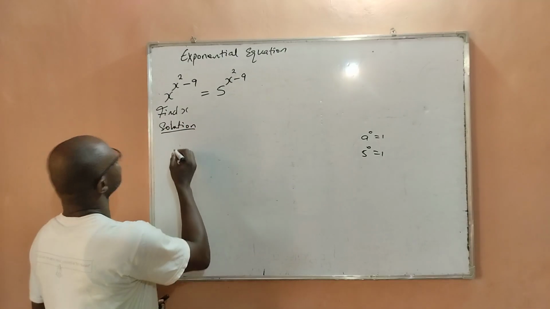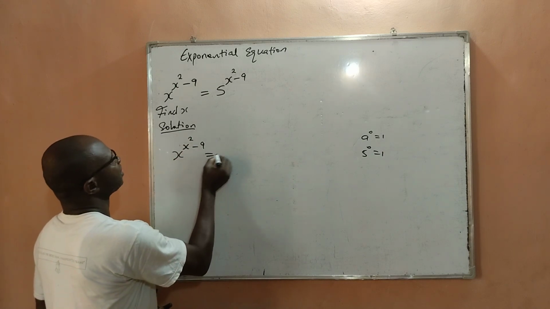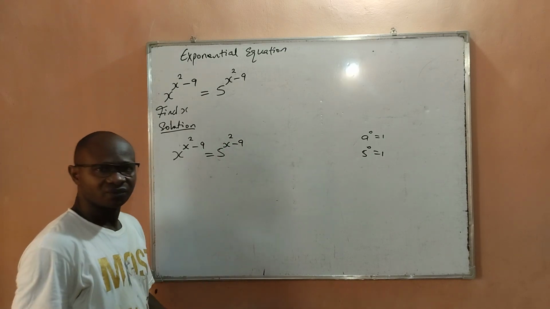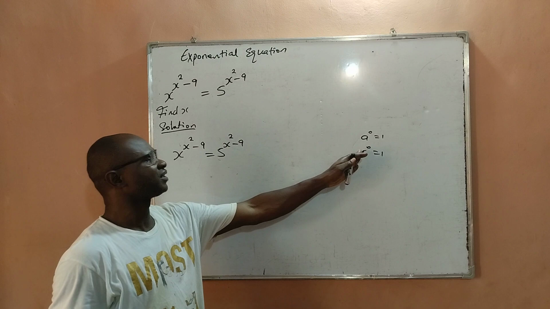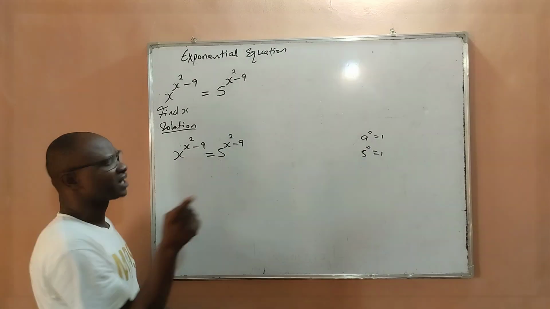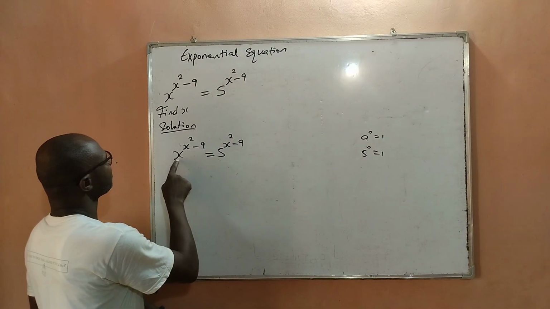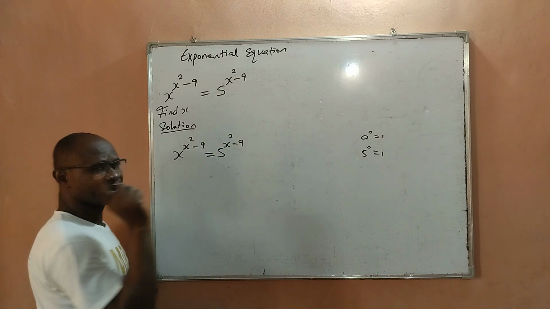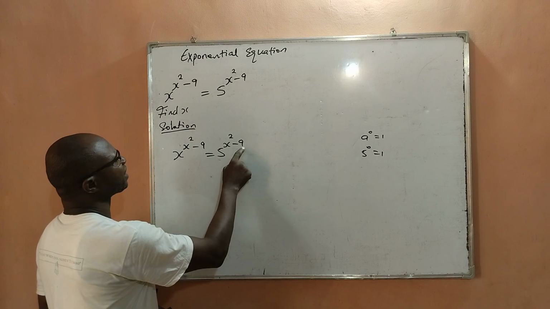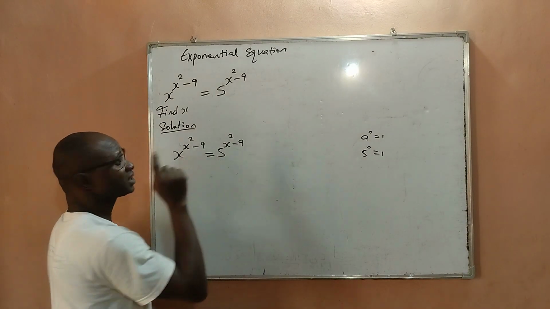The question we are given is x raised to the power 2 minus 9 is equal to 5 raised to the power x raised to the power 2 minus 9. Now, from what I have written down, you will agree with me that if on the right hand side the whole of the exponent can be made 0, it means that x raised to the power 0 will give us 1. Likewise, on the right hand side, if the whole of the exponent is equal to 0, then 5 raised to the power 0 will give us 1.